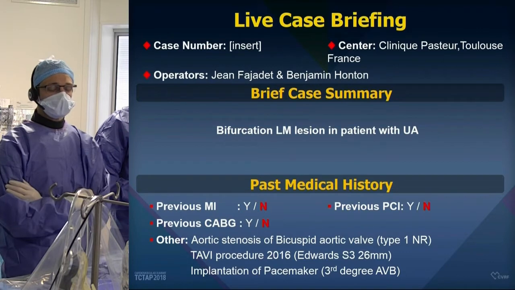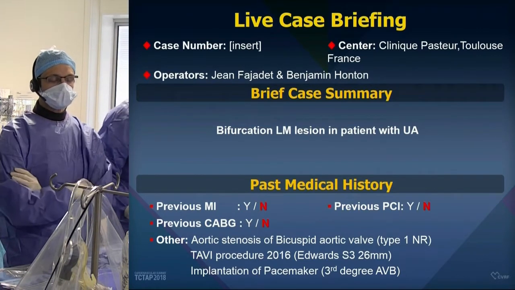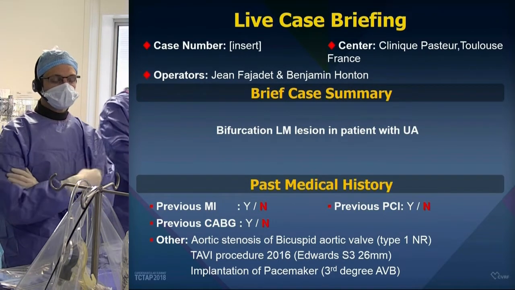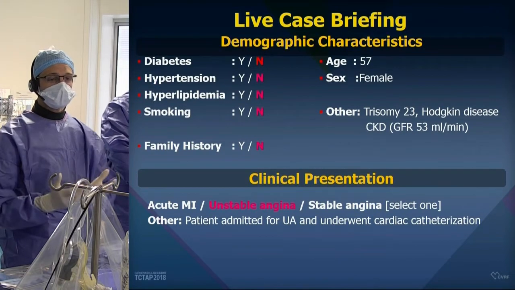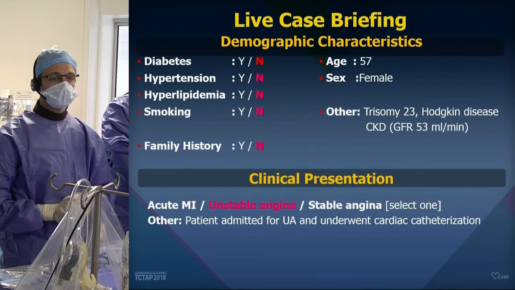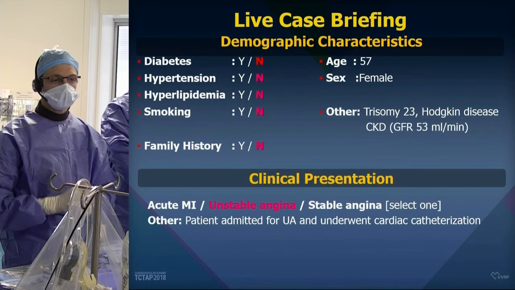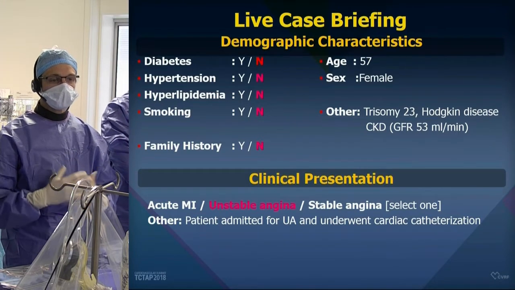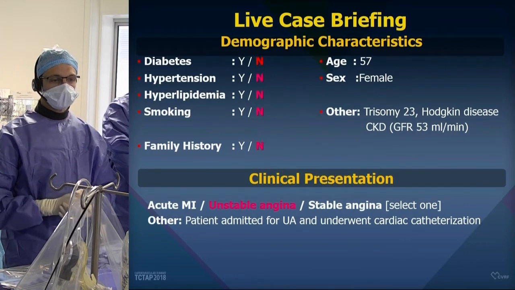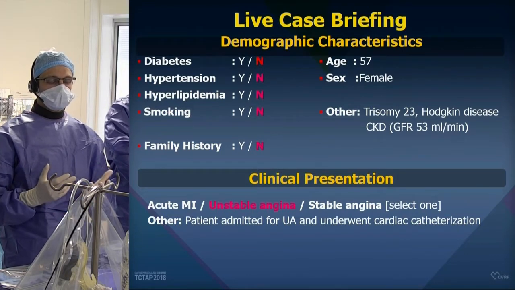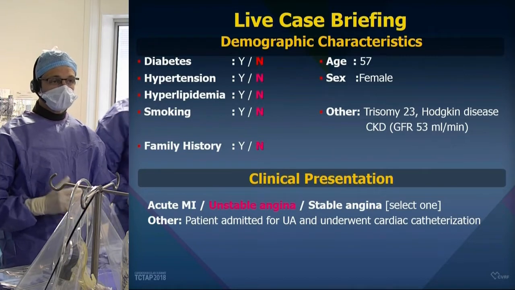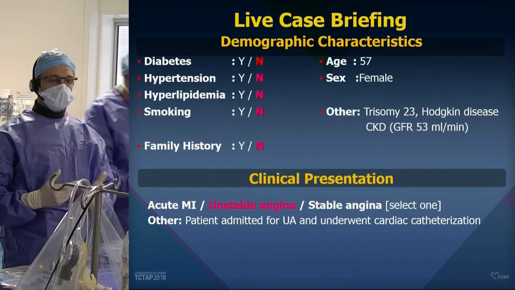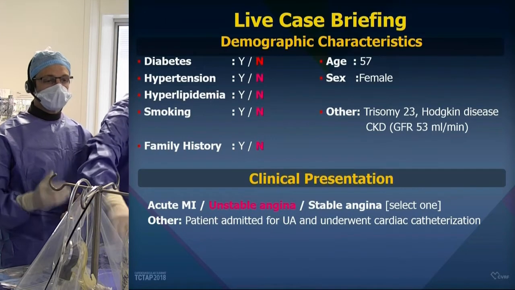So, dear colleagues and friends, it's a pleasure for me to introduce this complex case of a 57-year-old woman. This patient didn't have any risk factor, but she's suffering from a lot of comorbidity with a trisomy 21. She had Hodgkin disease in her youth with radiation therapy on the chest and a slightly impaired function. Her main history is a transaortic valve implantation last year because of aortic stenosis. She comes to our institution for an unstable angina.